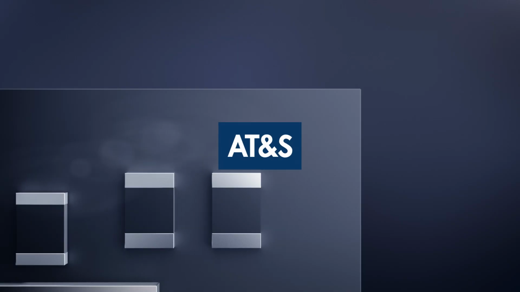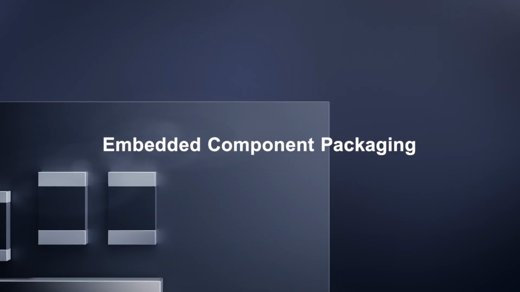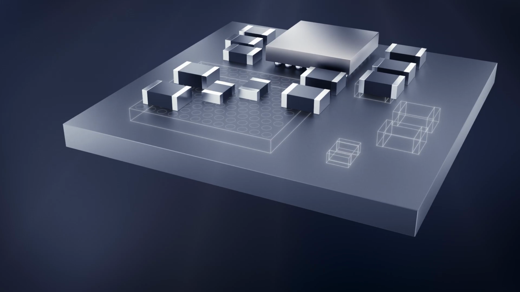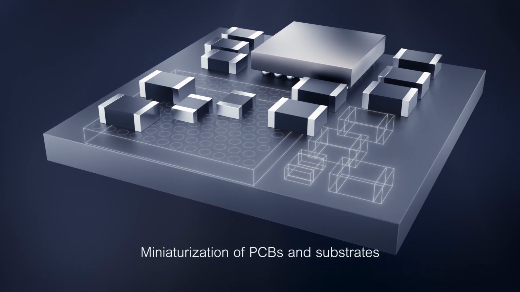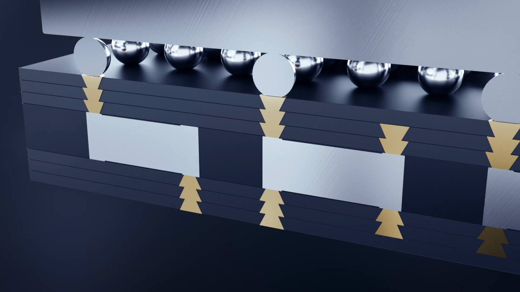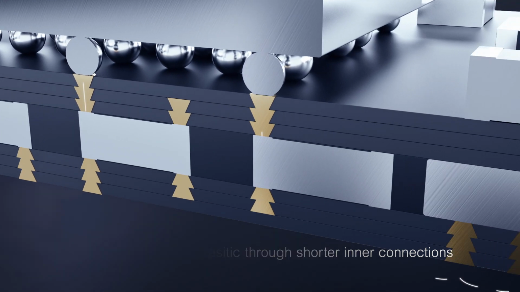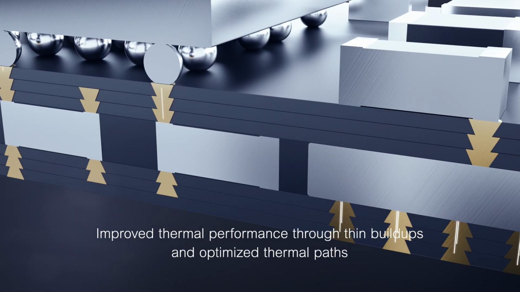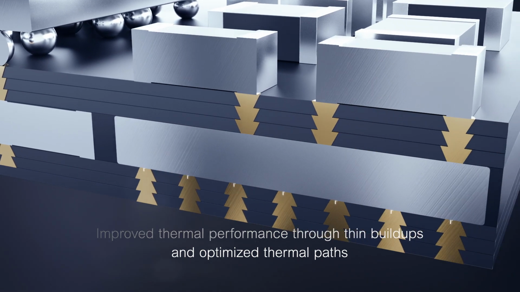Embedded component packaging by AT&S enables the embedding of active and passive components in laminate-based substrates. This leads to significant miniaturization of the PCB and at the same time protects the embedded parts. A shorter connection between the components reduces electrical parasitics. Thin buildup layers and the short interconnection between the embedded component and package surface enable reduced thermal resistance.